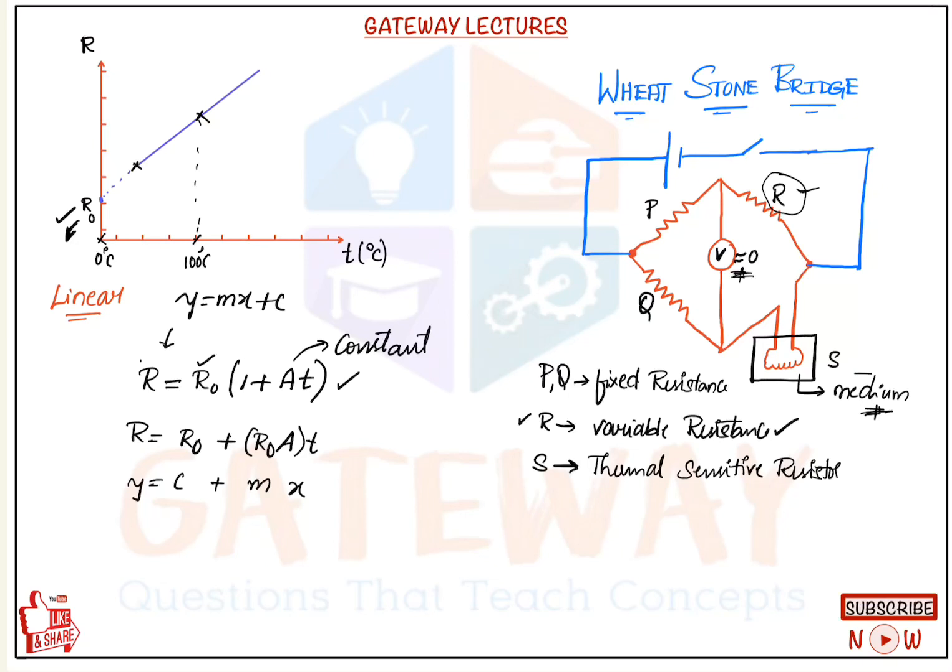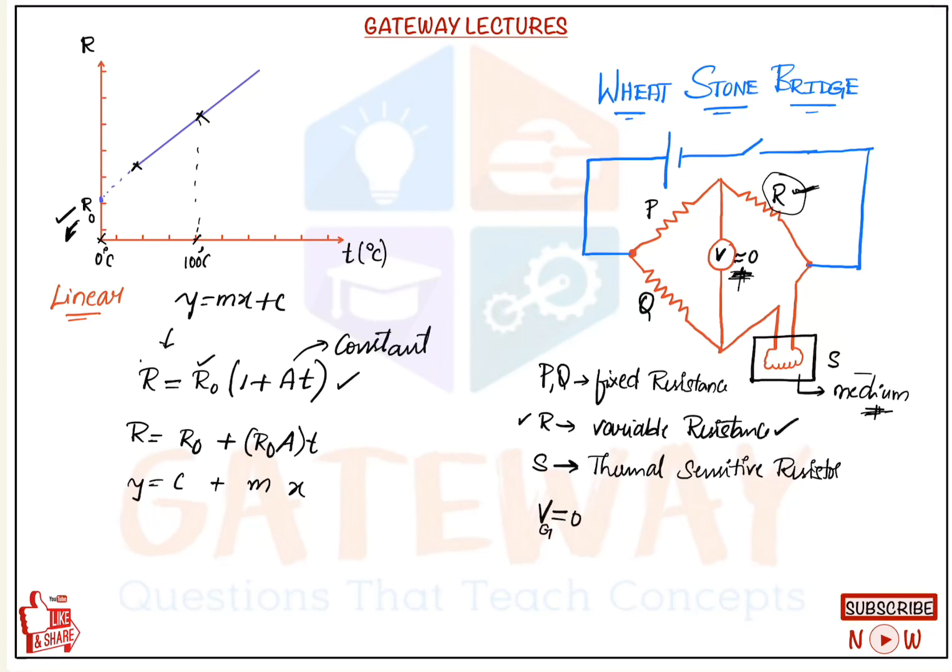To make the galvanometer reading equal to 0, we adjust the variable resistance. By adjusting the variable resistance to the point where the galvanometer measures 0, that will be equal to the value of R. In this way, there is a linear relation between the temperature and resistance. This is the working, and here condition 1 is that the reading of the galvanometer should be 0.